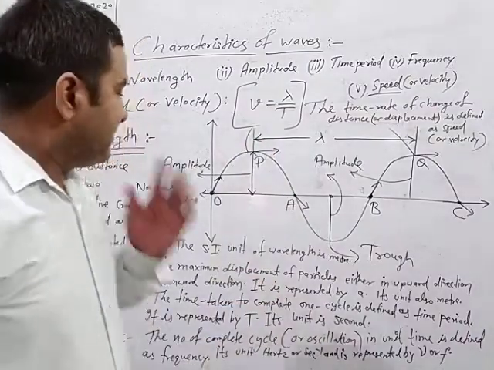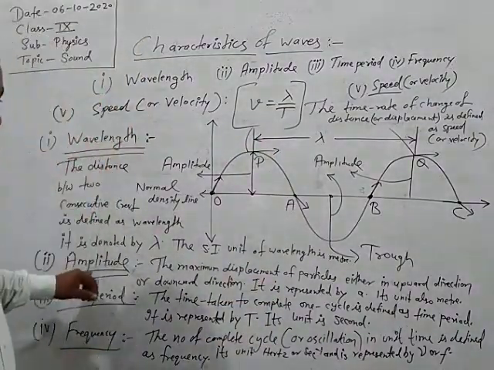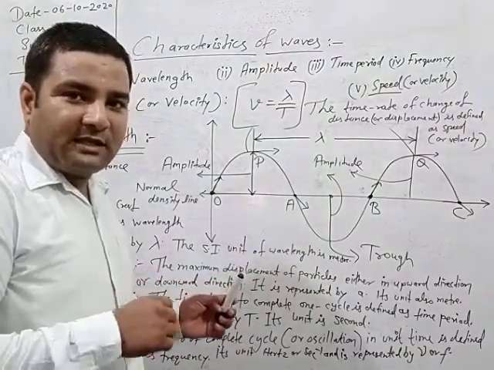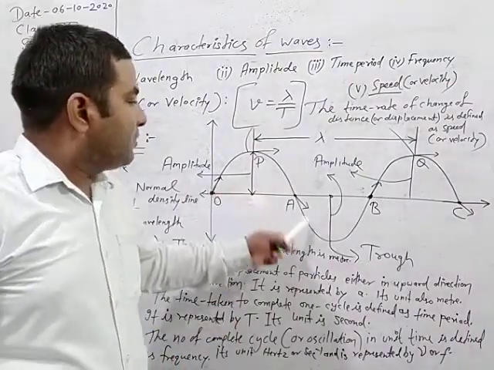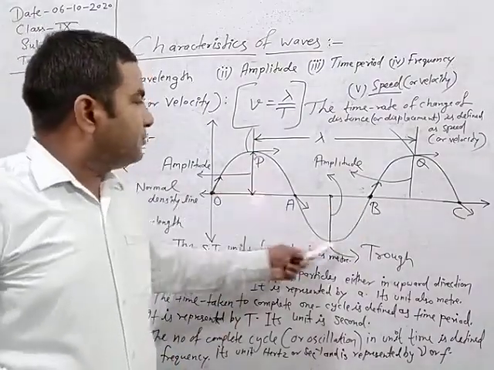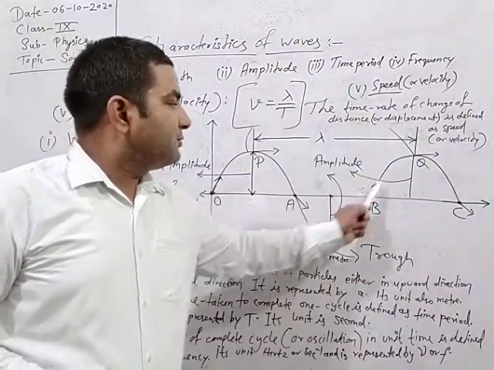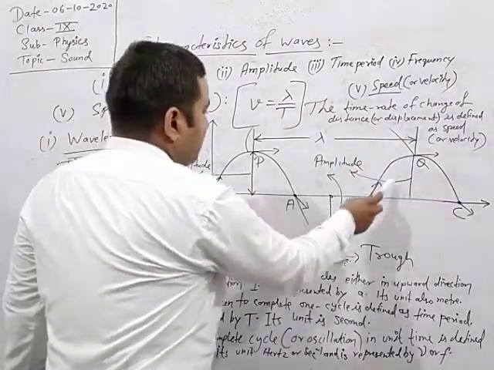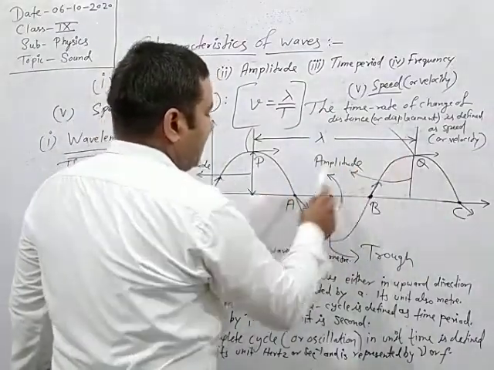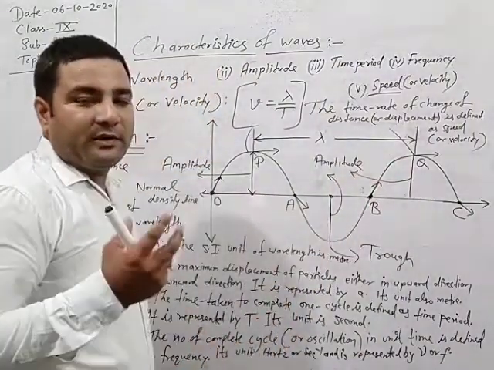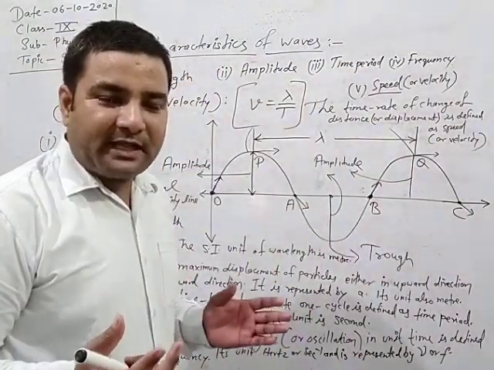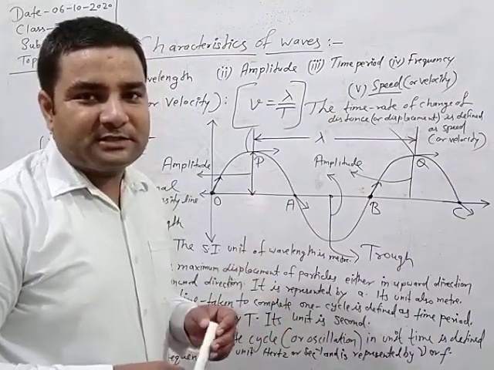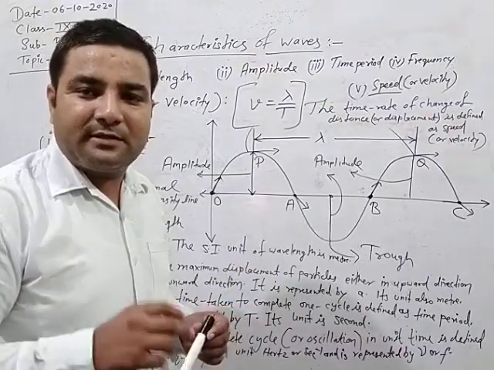And amplitude is the maximum displacement of the particle's vibration from the mean position, either in the upward or downward direction. Then the time period is the time taken to complete one oscillation, one cycle or one vibration, that is from O to B, or from P to Q, or from A to C. In any case you can define the time period either from O to B, P to Q, or A to C. Clear? The time taken between two successive same-phase situations is defined as the time period.